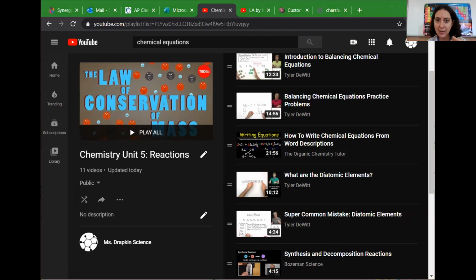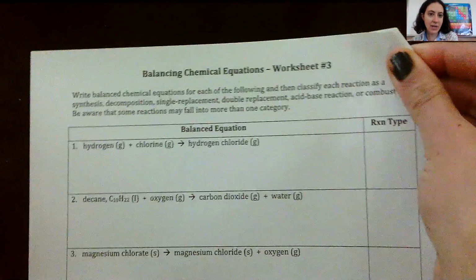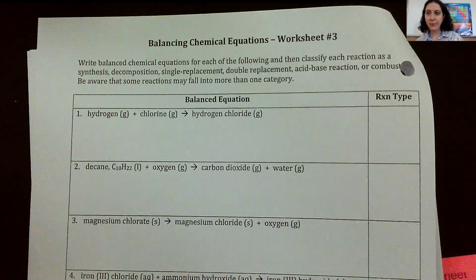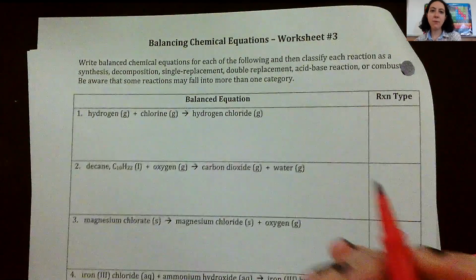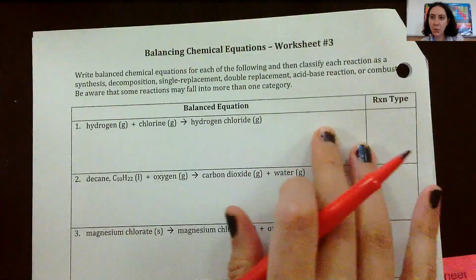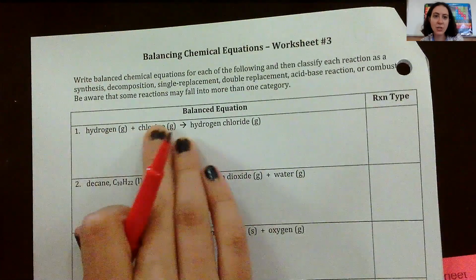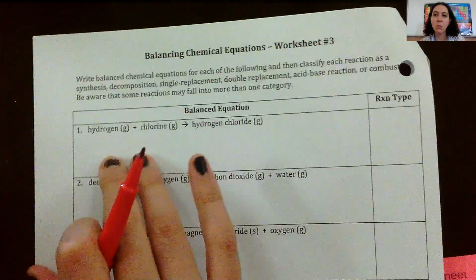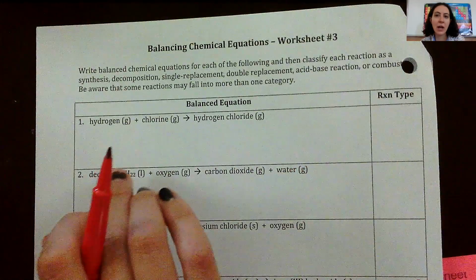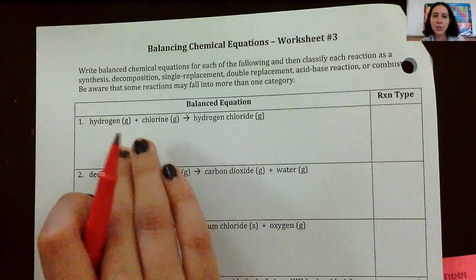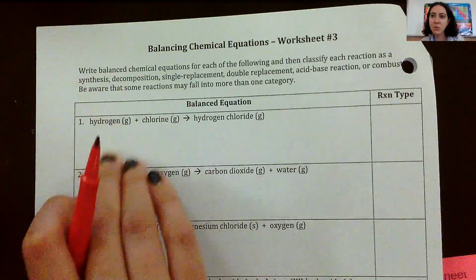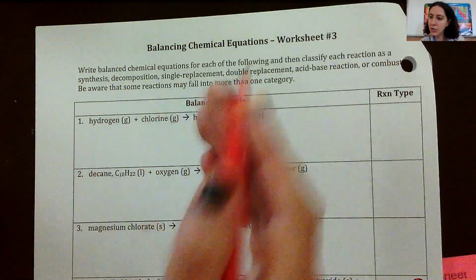I'll actually even show you a quick example of that because I just saw one. Okay. So actually, I'll do one of these real quick for you. Why not? Let's do number 1 on page 2. So if we have to write the equation from this description, we've got hydrogen, chlorine, and hydrogen chloride. So what we need to do here is write each of these, these are the names, we need the formulas. So hydrogen is H.